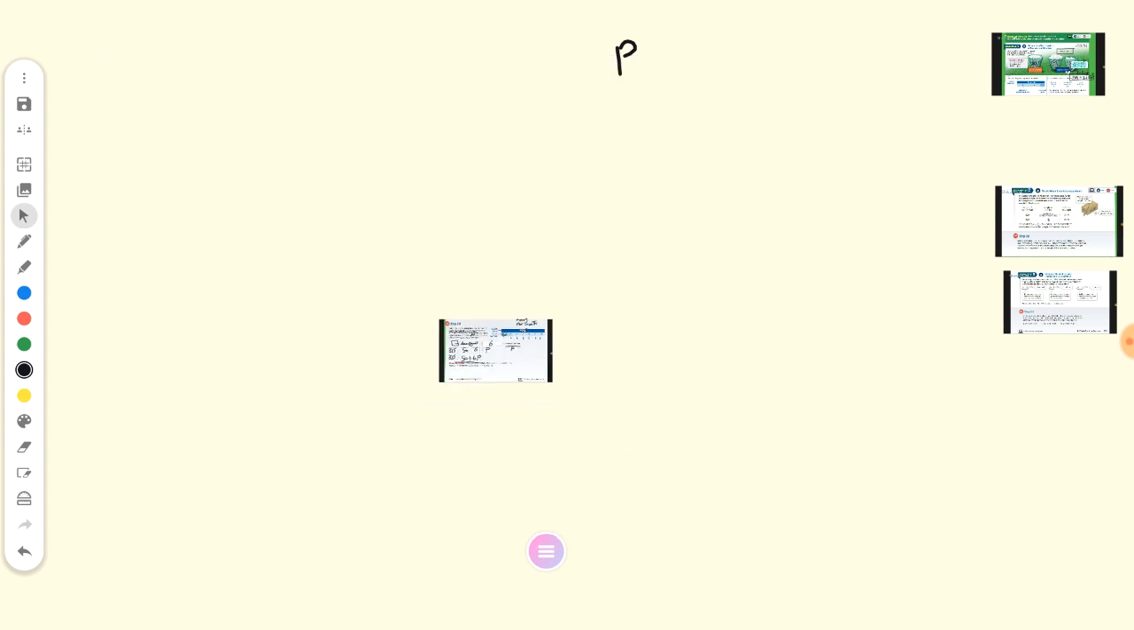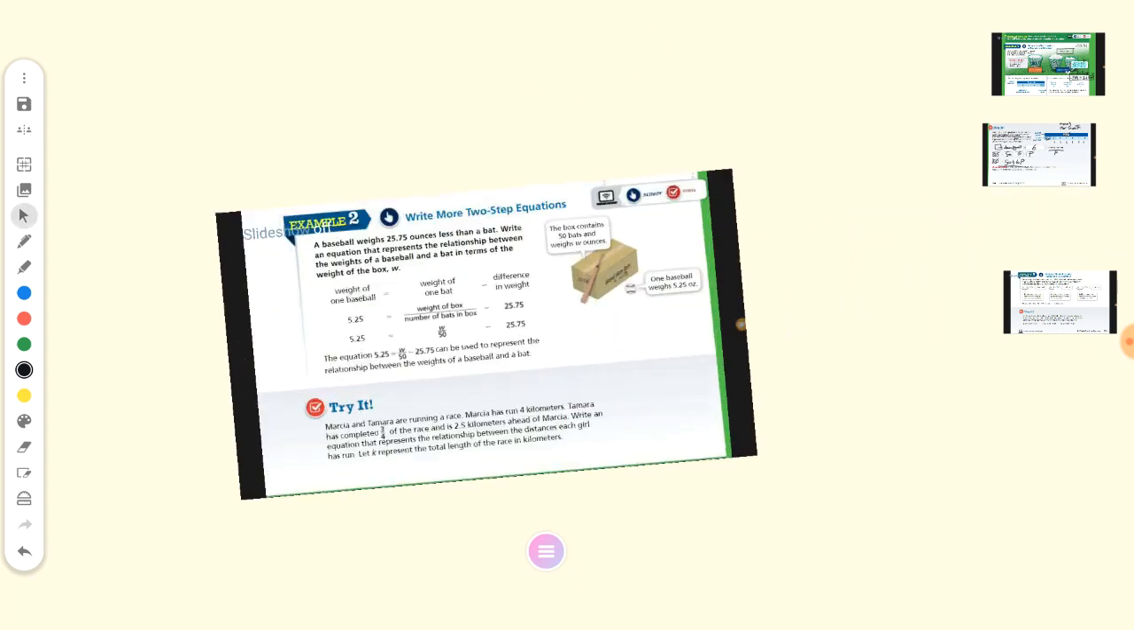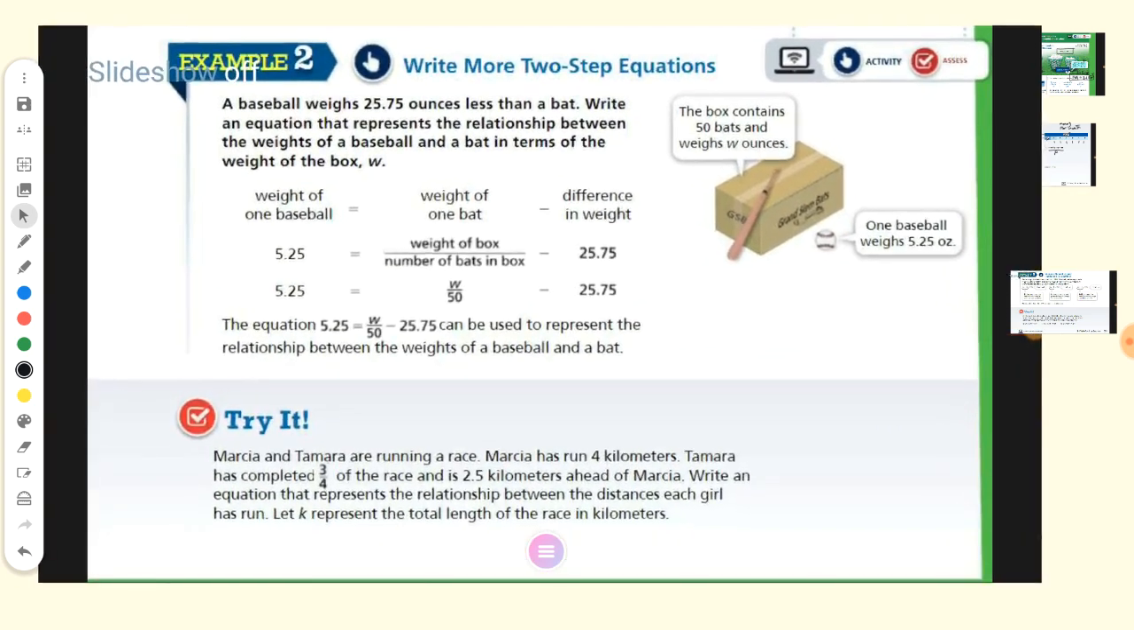Next page. Again, another example. A baseball weighs 25.25 ounces. Don't stop here. If you stop here, you can consider that the weight of the ball is 25.25. But continue reading. Less than a bat. Less than a bat. So is the bat greater or not? Yes, the bat is greater. So bat. I can call it by words. Bat.